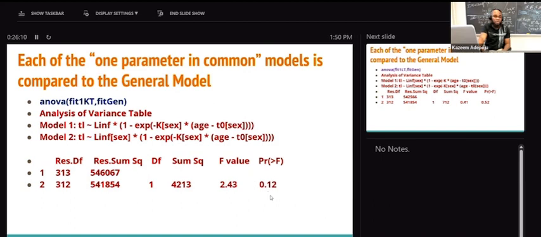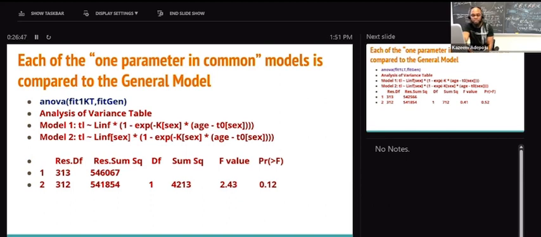Now, what is the p-value? Your H0 here is supporting fit1KT. Your alternative is supporting fit general. This is more or less like a nested ANOVA test, right, that we have actually used in linear regression. Now the p-value is 0.12. So we're going to fail to reject, right? So what is better? Fit1KT is better than fit general. Does that make sense? Fit1KT is better than fit general.